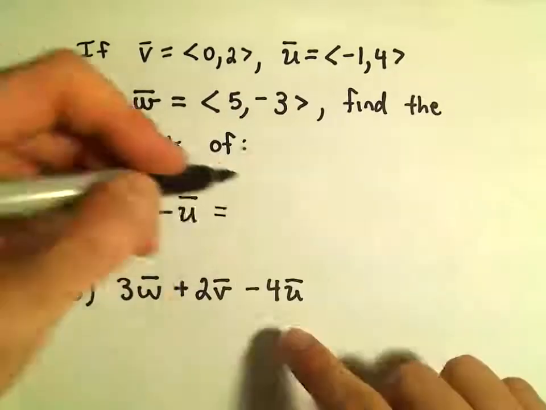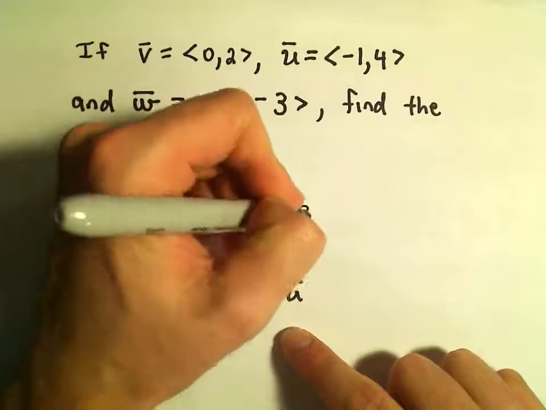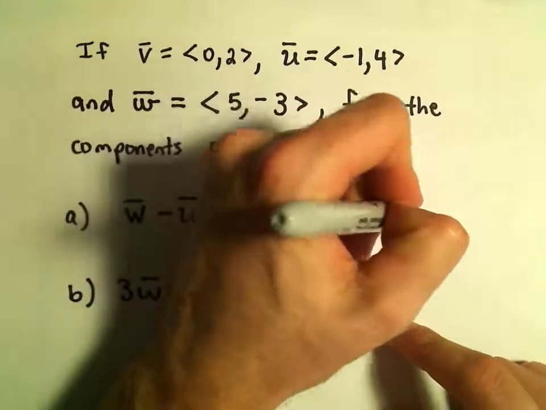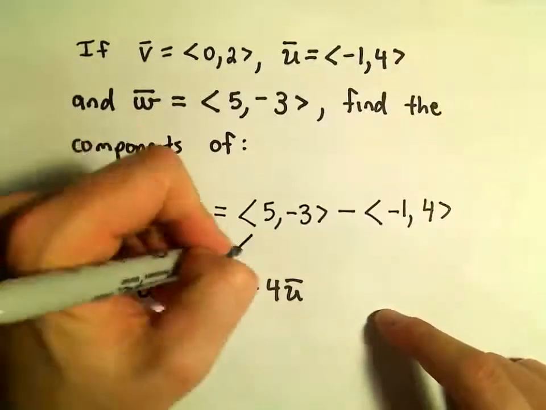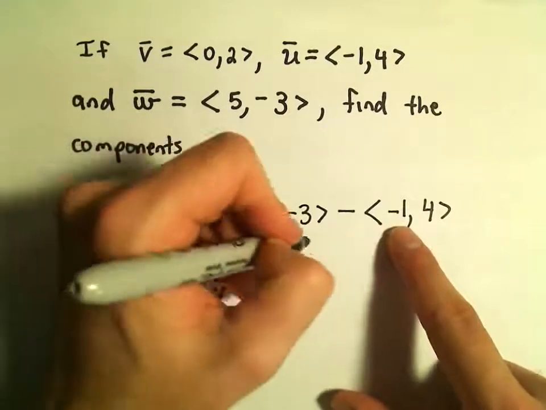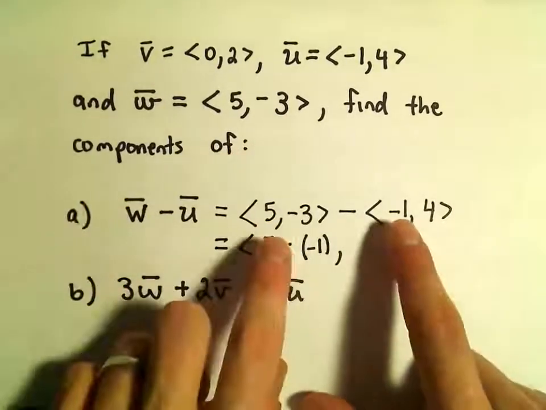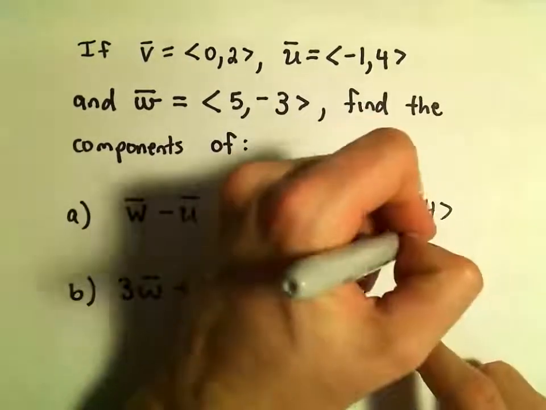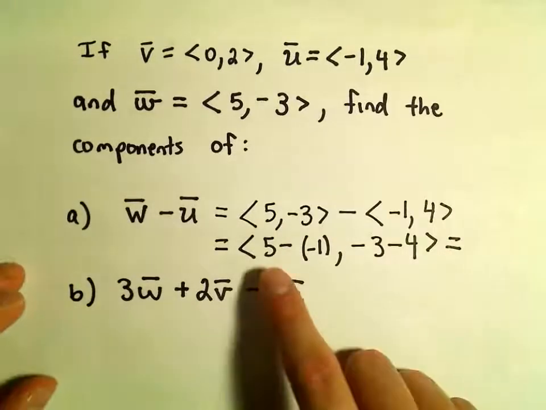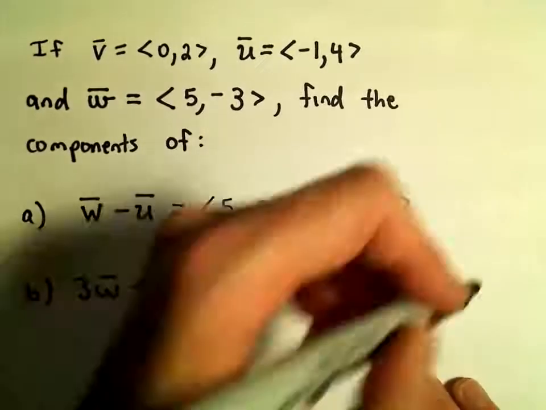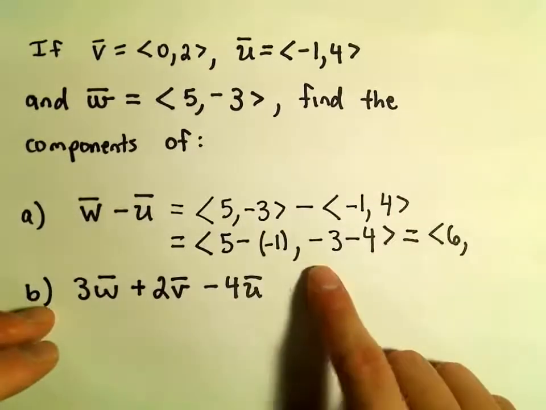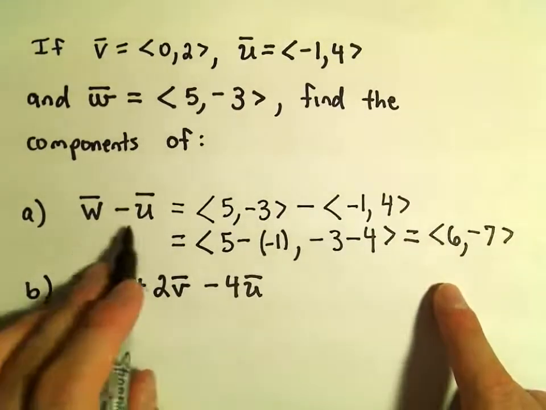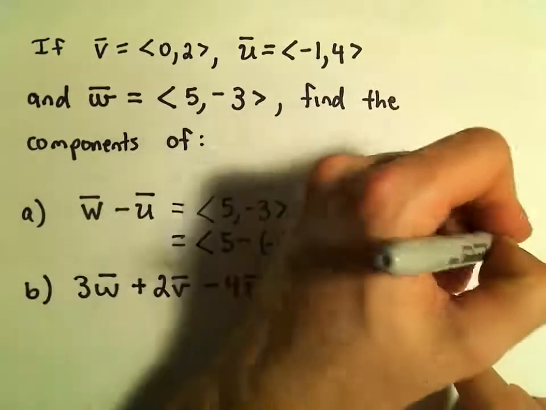Well, the components for vector W, we said that was 5, -3. And then we're going to subtract away the components of vector U, which are -1 and 4. All we do is we take 5 minus -1. So I'm just subtracting the first components. And then we'll take -3 minus 4. After we simplify, 5 minus -1 is 5 plus 1, so we'll get our first component to be 6. -3 minus 4 will give us -7. So those would be the components of the vector W minus U.